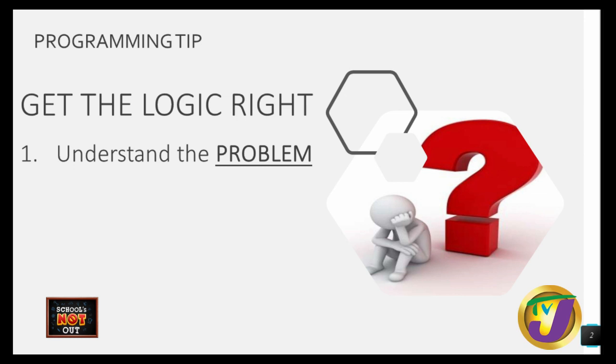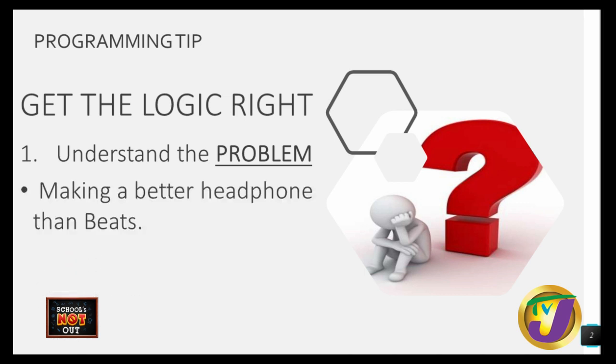Let's say, for instance, you want to create a better headphone than the Beats headphone. There are some things that you need to pay attention to. You know, what does better mean? Does it mean a better sound? Does it mean a better frequency response? Does it mean that it's more comfortable? And so you have to be able to draw that problem or give that problem scope. You have to give it a boundary. You have to give it delimiters, all right?